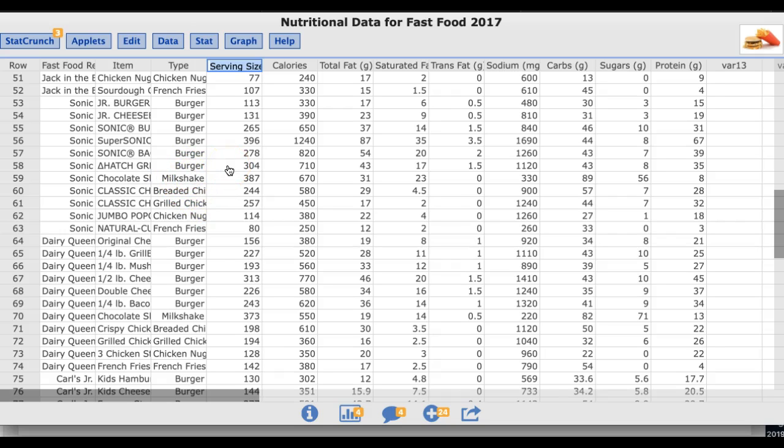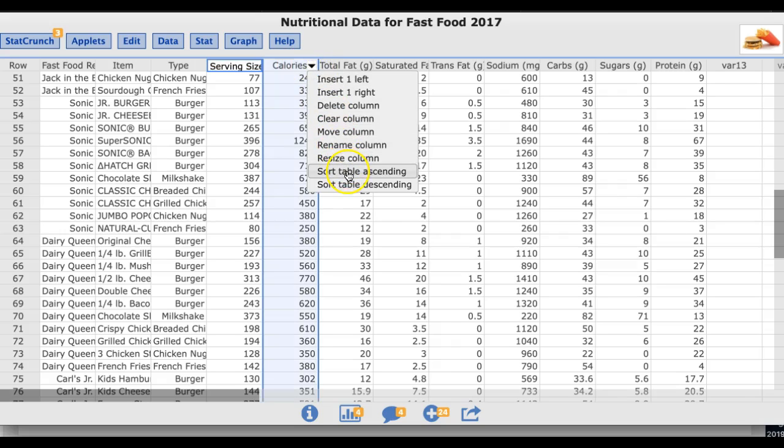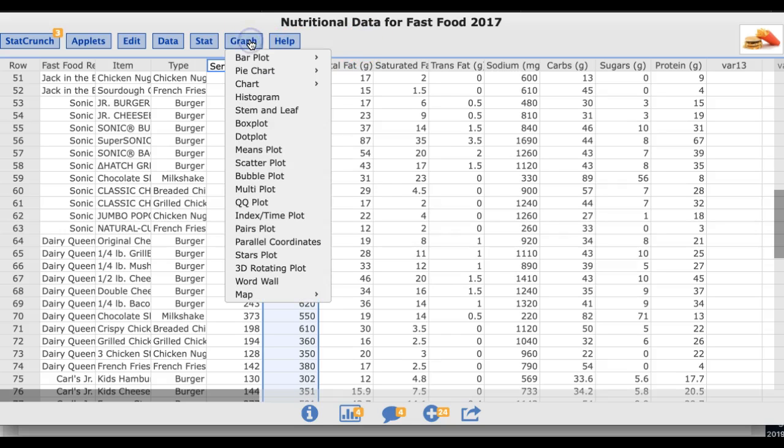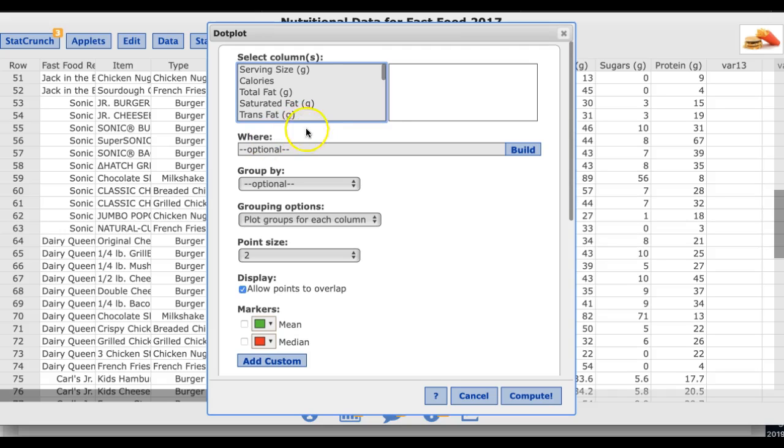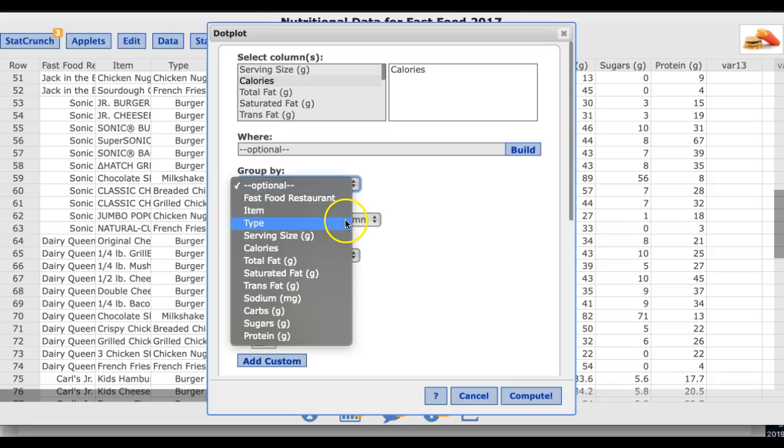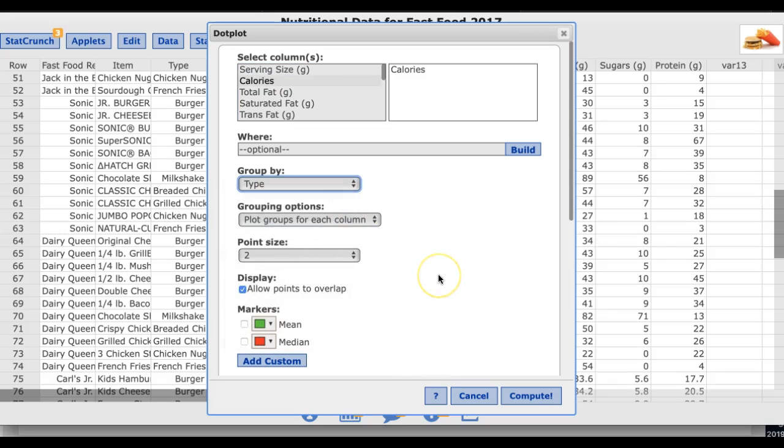StatCrunch? There's a couple of ways you could do it. You could sort this here. You could go here and then go sort, and it'll sort it and take everything with it. Or we could just do a graph, a dot plot, let's say. So let me do a dot plot for calories, and I want to group it by type, because I want a dot plot for burgers. Type is where they have burger, milkshake, and all that good stuff. So let's go ahead and compute that right there.